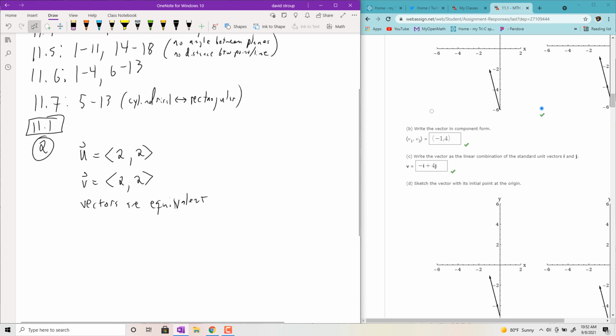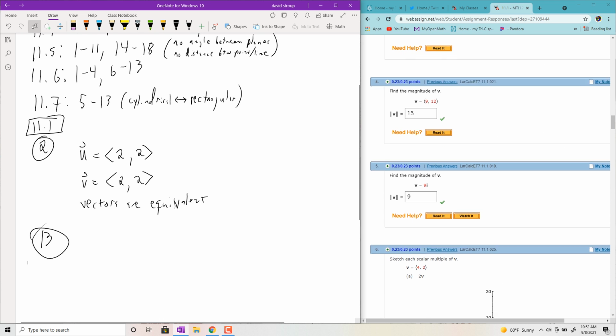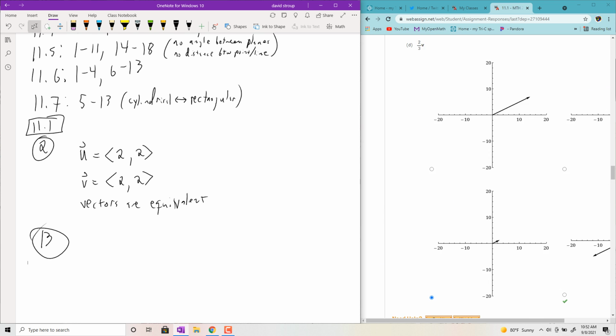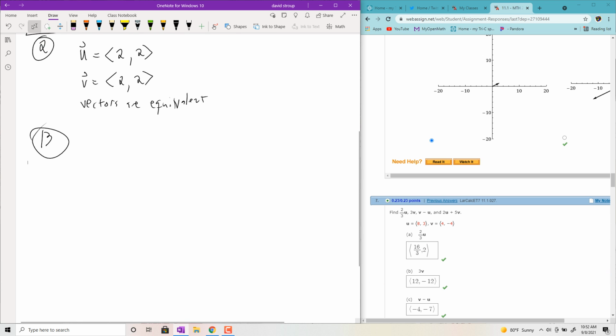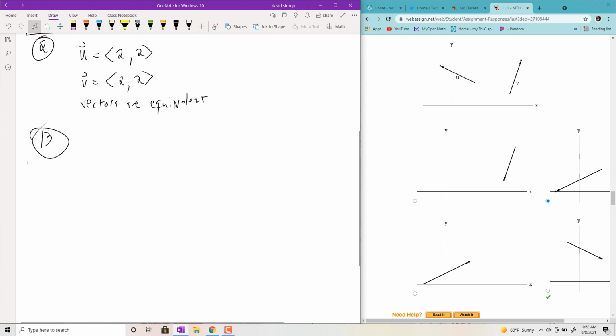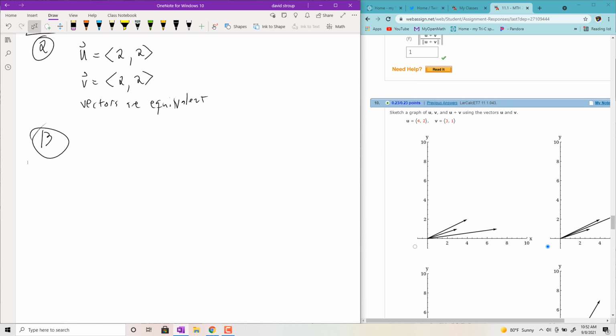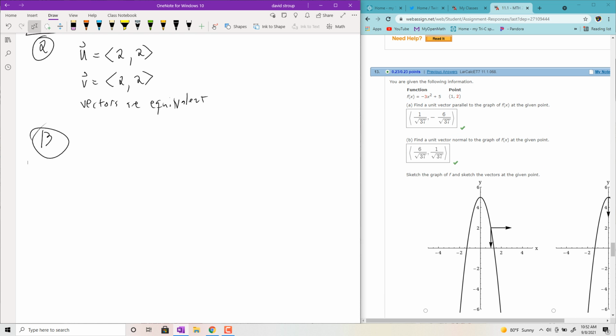Okay, let's look at number 13. I don't think I really talked about this in my video, so I wanted to hit that now. It's important for later on because we'll be looking for these normal vectors and unit normal vectors and unit tangent vectors. Where are you, number 13?